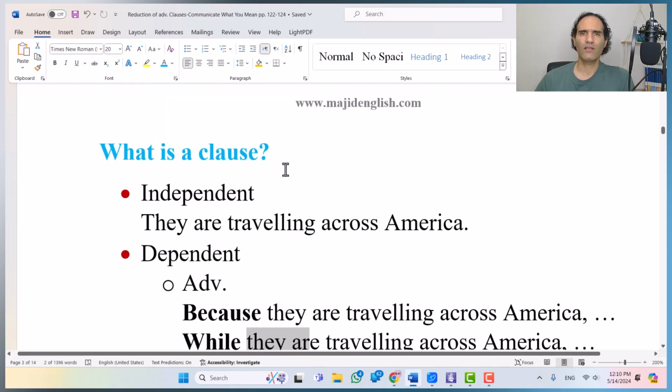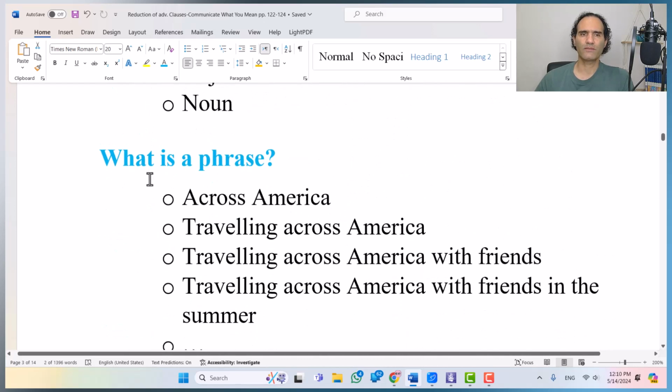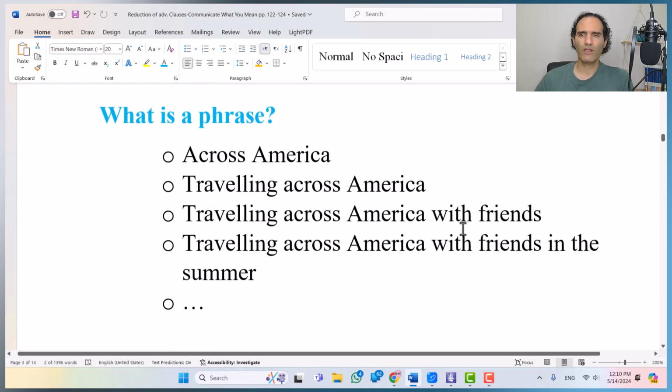So a clause is a combination of a subject and a verb, and is of two types, independent and dependent. What is a phrase? A phrase is two or more words that do not form a clause. One more time. Two or more words that do not form a clause. For example, across America, it is a phrase. Traveling across America, verb phrase. Traveling across America with friends, phrase. Traveling across America with friends in the summer, phrase.